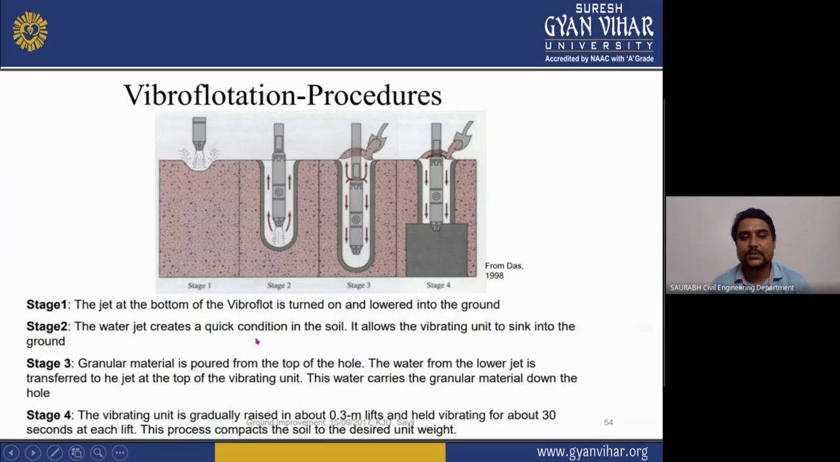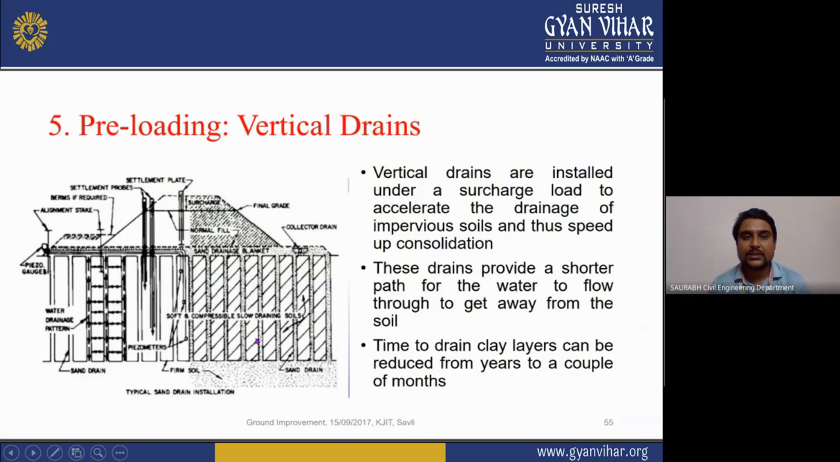As you can see, this is the procedure of doing vibroflotation of the ground. In the first stage, the jet at the bottom of the vibroflot is turned on and it is lowered into the ground. In stage two, the water jet creates a quick condition in the soil. It allows the vibrating unit to sink into the ground. The third stage is given here, and it may also be done with granular material, as you can see in this image.